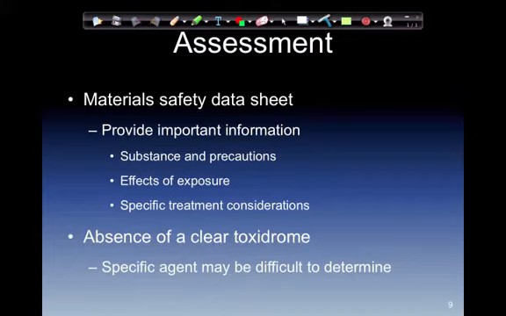They provide important information: substance and precautions, the effect of the exposure, and this is the MSDS sheets, specific treatment considerations. In the absence of a clear toxidrome, the specific agent may be difficult to determine. So if you can't find the actual agent that causes it, you're kind of in the dark. So just go back to general treatment, spread your net as wide as you can, and get them to a place where they can identify the toxin.